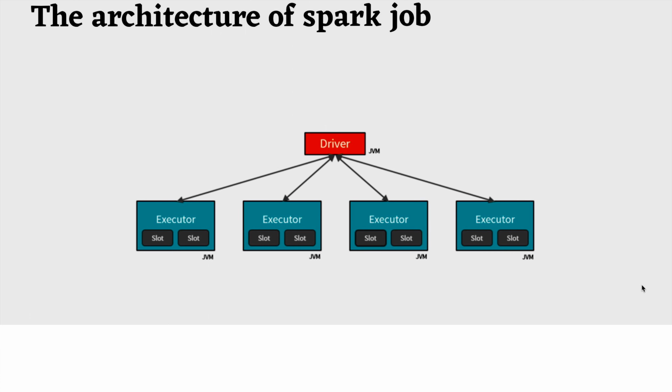Here, we are going to discuss the architecture of a Spark job. When you execute a Spark job, basically the driver is the JVM in which our application runs. Then, you should also remember that the secret of Spark's awesome performance is parallelism. That means in parallel, you execute multiple JVMs.